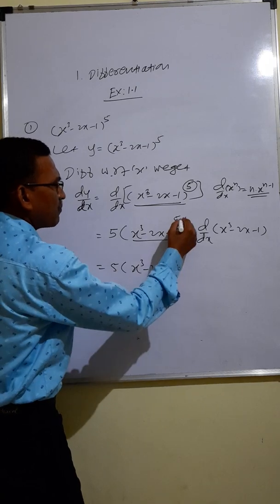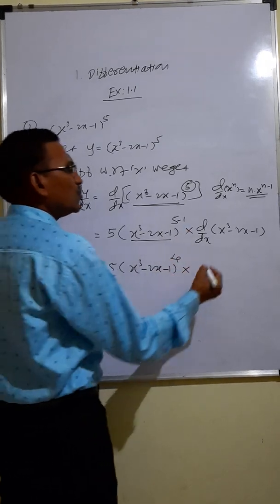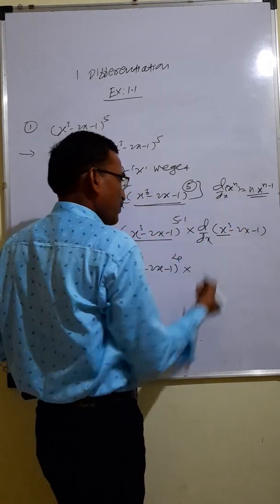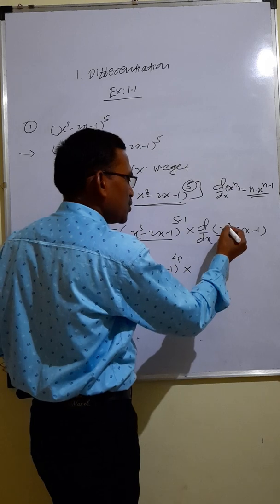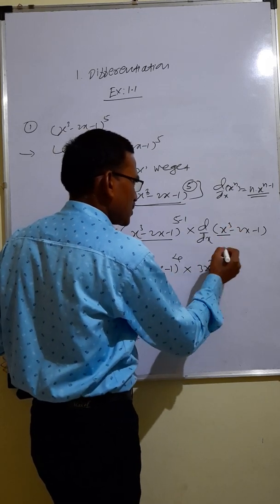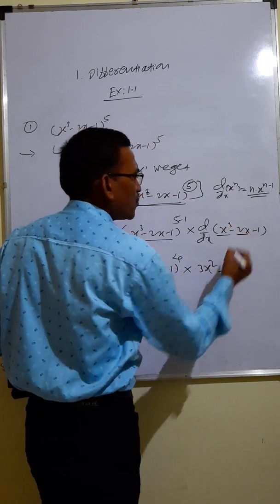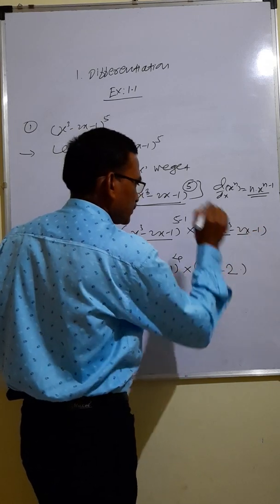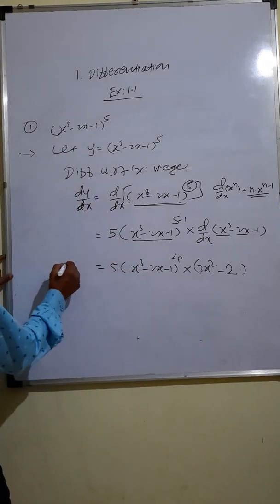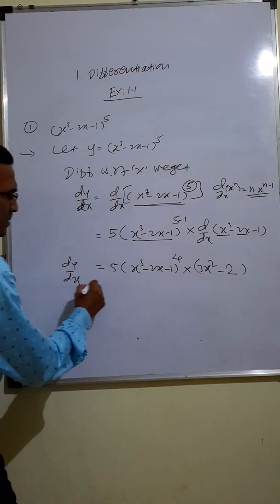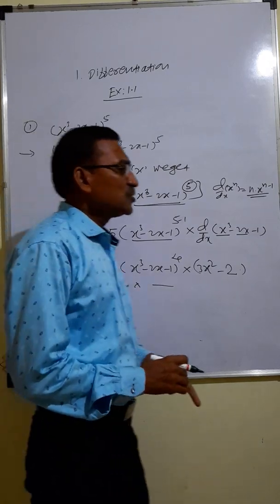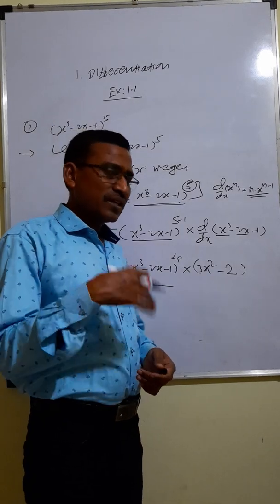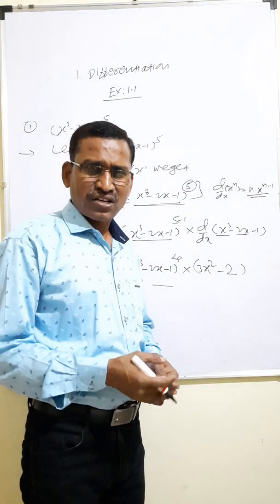So 5 into x cube minus 2x minus 1 to the power 4, into the derivative of x cube, using the same formula, which is 3x square, minus the derivative of 2x, which is 2, and the derivative of the constant is 0. This is the final answer for dy by dx. In this way we take other examples in the next lecture. So today we stop here.